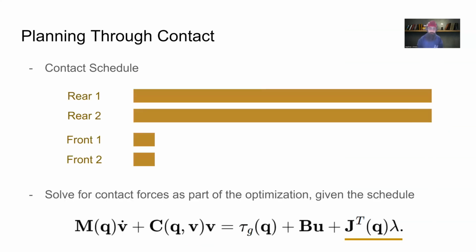The solution to this problem is that we can actually use a contact schedule. So we can tell the optimizer exactly when each foot is going to be on the ground, and we can solve for the contact forces as part of the optimization given the schedule. The contact forces enter the manipulator equation through this contact Jacobian and also have other constraints on them.